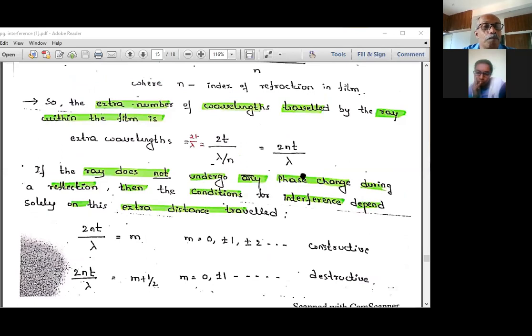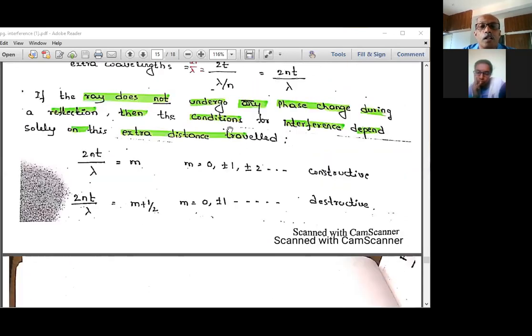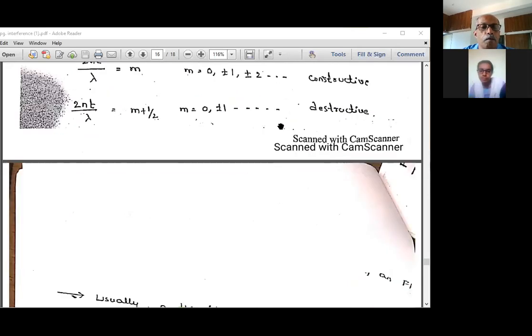ನೋಟ್ಸ್ ಬರ್ದಿರೋದು ನಾನಲ್ಲ. If the ray does not undergo any phase change during reflection, then the conditions for interference depend on extra distance travel. During reflection, if there is no change in phase difference, then we have to go for this condition. It depends on the extra distance travel. Extra distance traveled is 2nt by lambda, and that will be equal to m for constructive interference, and that will be equal to m plus half for destructive interference. If there is no phase change during reflection, we consider the extra distance traveled by the ray.